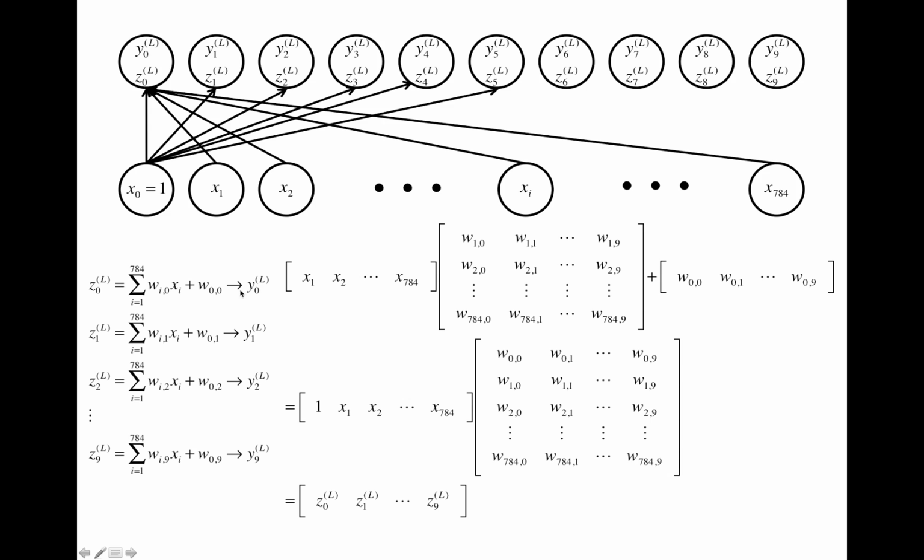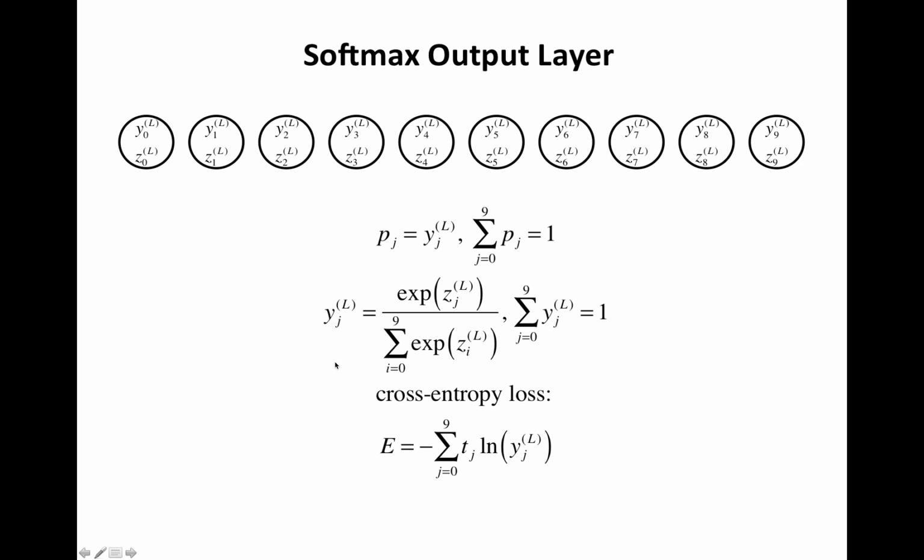We can write these 9 equations in a more compact form if we use matrix-vector multiplications, right? Here I'm just talking about logits. Logits are linear expressions, and once you have the logits, you can compute y. You can compute the neural output y by using this particular expression.